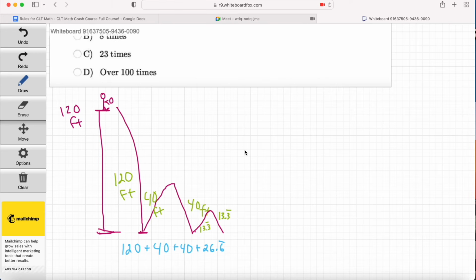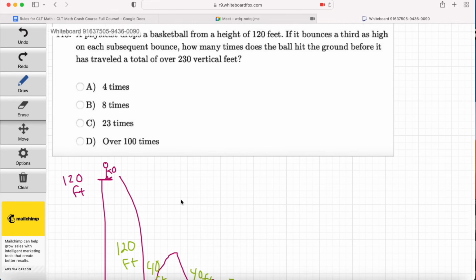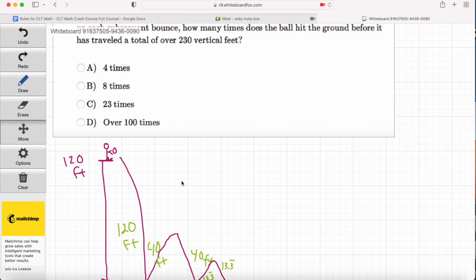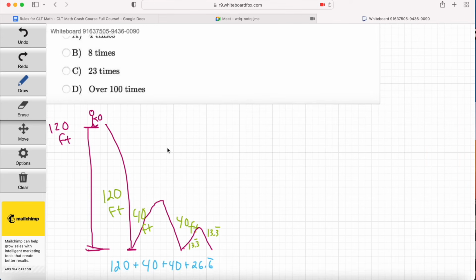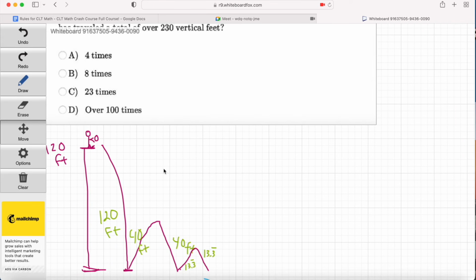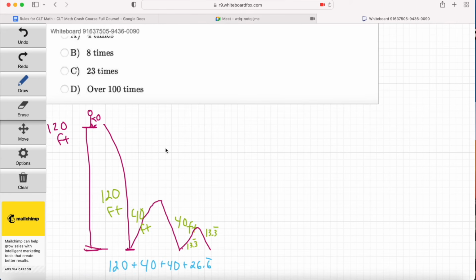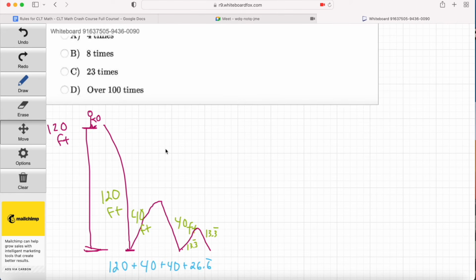Does that make sense why that would be the case? Yes. How many feet have we gone so far? 226.6 repeating. Yeah, 226, right? We're close, by the way. We're close to, what does it say in the question? 230 is the total. Okay. 230 is the total. All right. And we're at 226 this far.